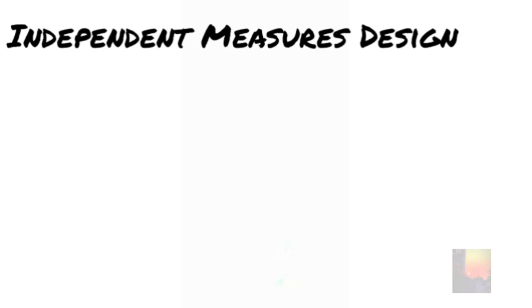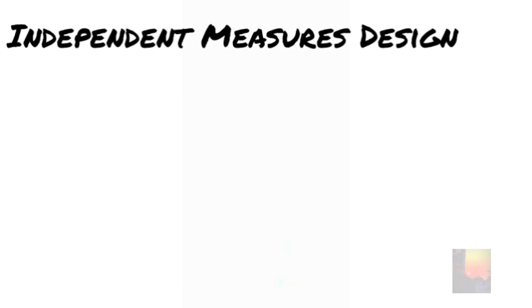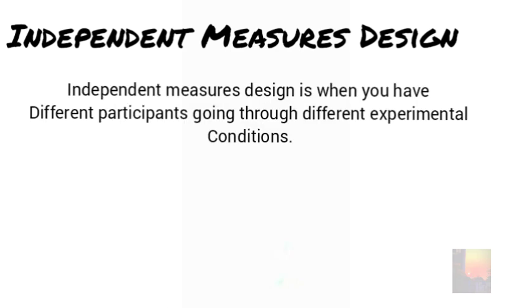The second type of design is independent measures design. Let's say we have 30 participants, divided by 3 to make 3 equal categories of 10 participants. The first group of participants is taking class with 1 light switched on. The second group is taking class with 2 lights switched on. And the third group is taking class with 3 lights switched on. Independent measure design is when you have different participants going through different experimental conditions.